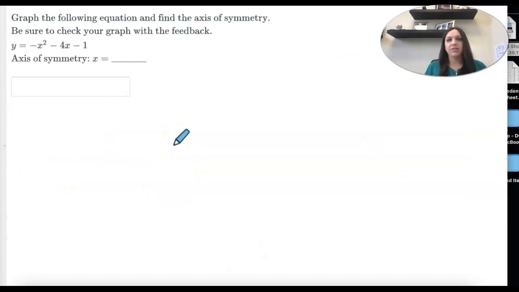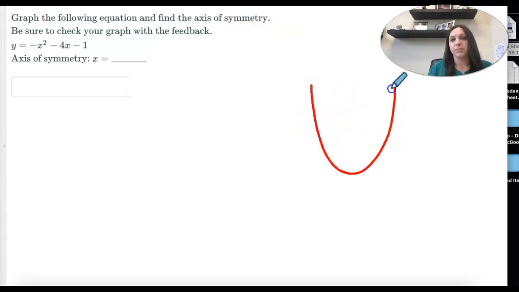You're also going to have to find the axis of symmetry. So to do that, that's if you have a parabola. The axis of symmetry goes right through the middle. It's symmetric, it divides it in half. And it always goes right through the vertex.